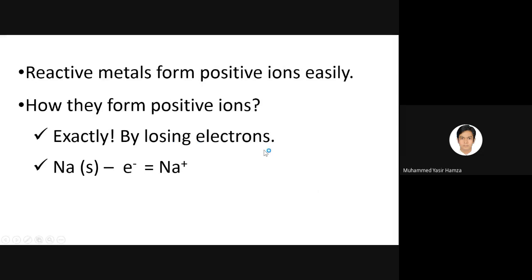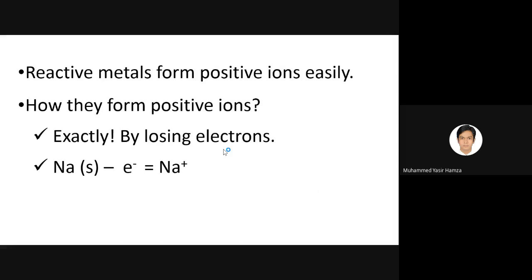Exactly by losing electrons. You have already finished the chapter on chemical bonding, so you know how chemical bonding works: ionic bonding, covalent bonding, metallic bonding. In every bonding you can see that. In ionic bonding, the metals actually lose electrons. So we know that. Let me ask you a question before that. Is it important to lose electrons?